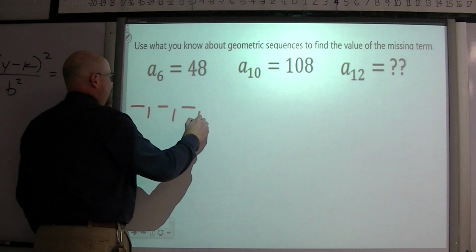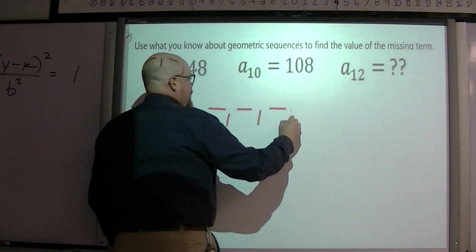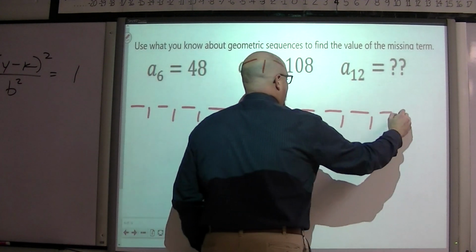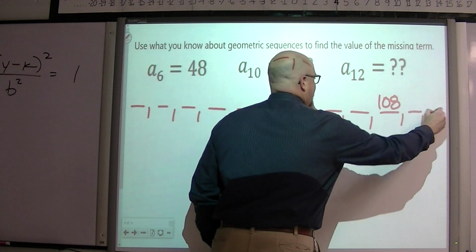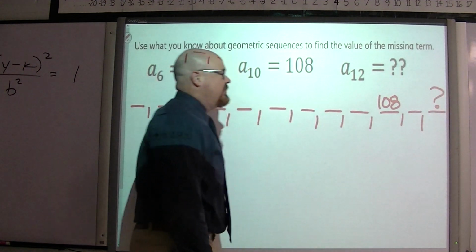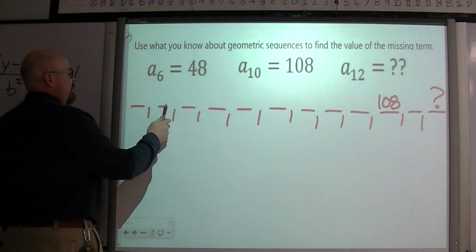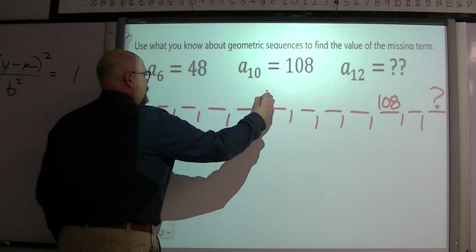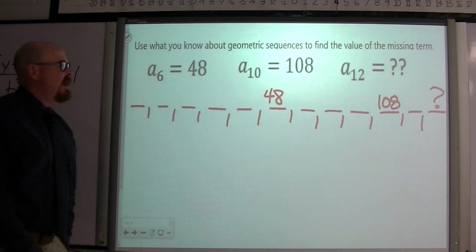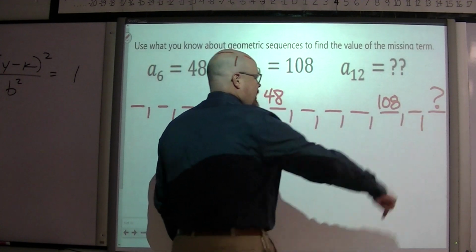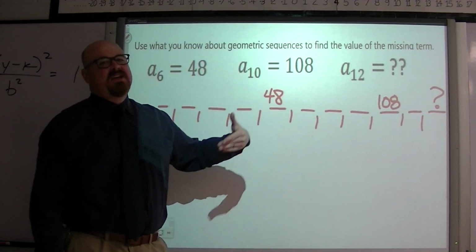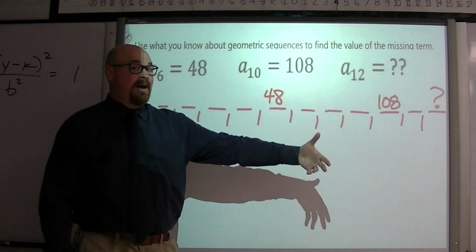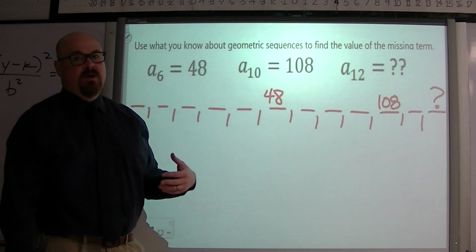1, 2, 3, 4, 5, 6, 7, 8, 9, 10. So if the 10th term is 108, 11, 12, and this is what I'm solving for, and I know the 6th term, 1, 2, 3, 4, 5, 6, is 48. How do I get to here, right? Keep in mind, geometric sequences, it's constant multiplication, right? It's an exponential process as opposed to a linear process.